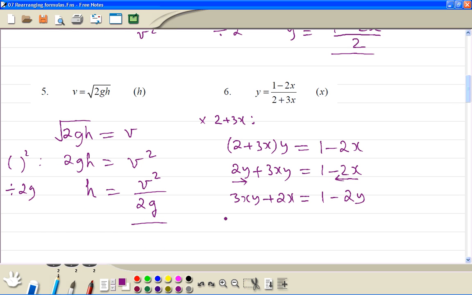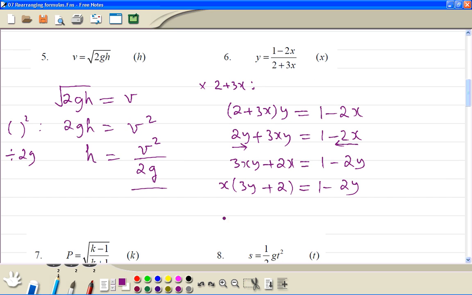Now x is a common factor on the left hand side, so we have x times 3y plus 2 is equal to 1 minus 2y. Now we can divide both sides by 3y plus 2. So we get x on the left hand side, 1 minus 2y divided by 3y plus 2.